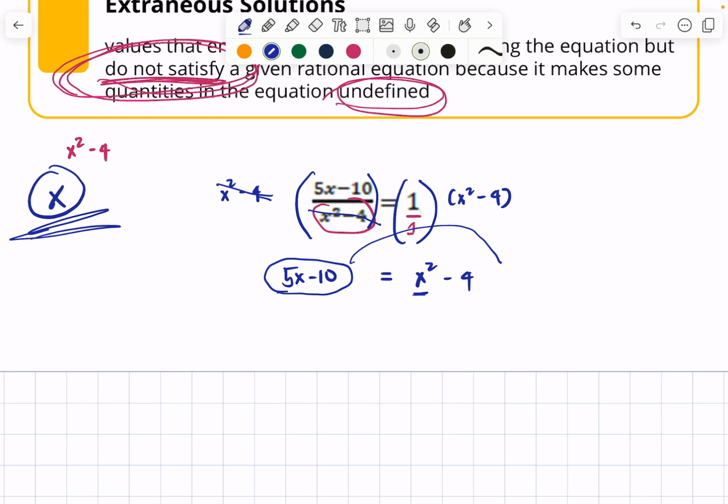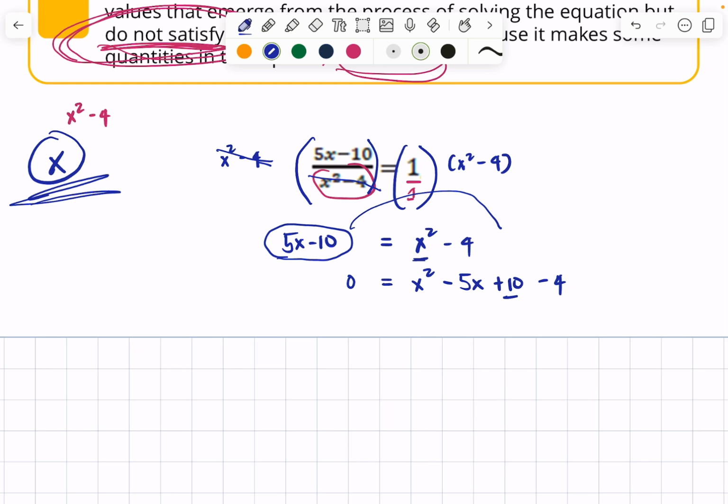The only remaining value on the left-hand side is 0, which is equal to 5x transposed to the other side. You will have minus 5x. Then, negative 10 to the right side. That will become positive 10 because you transposed it. So, from negative, it becomes positive. Then, minus 4. After that, check if you can combine like terms. So, we will have 0 is equal to x squared minus 5x. 10 minus 4, that is positive 6.